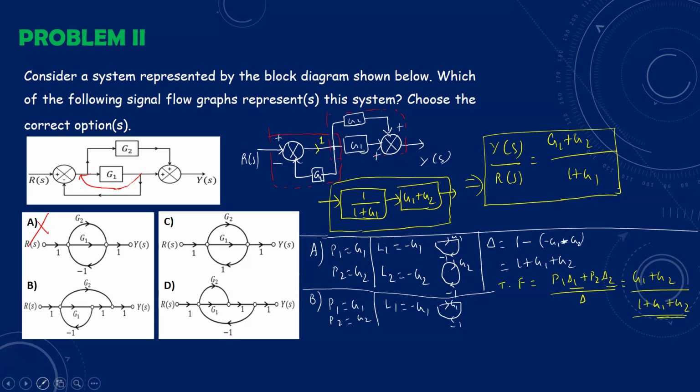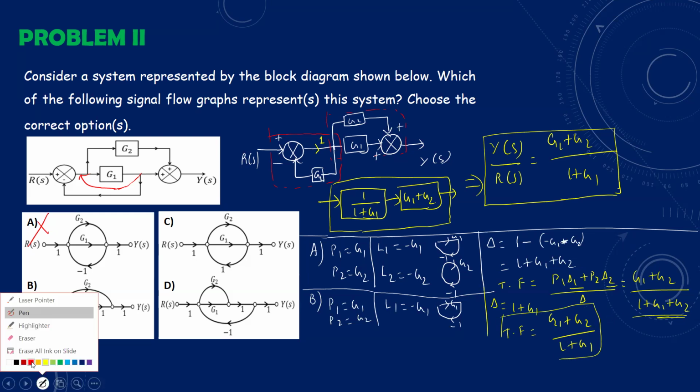From that we can find the delta. So Δ equal to 1 plus G1. And from that we can find the transfer function. The addition of forward paths is G1 plus G2 by Δ, which is 1 plus G1. Let me compare this transfer function with the block diagram reduced transfer function. It is equal. So option B is correct.